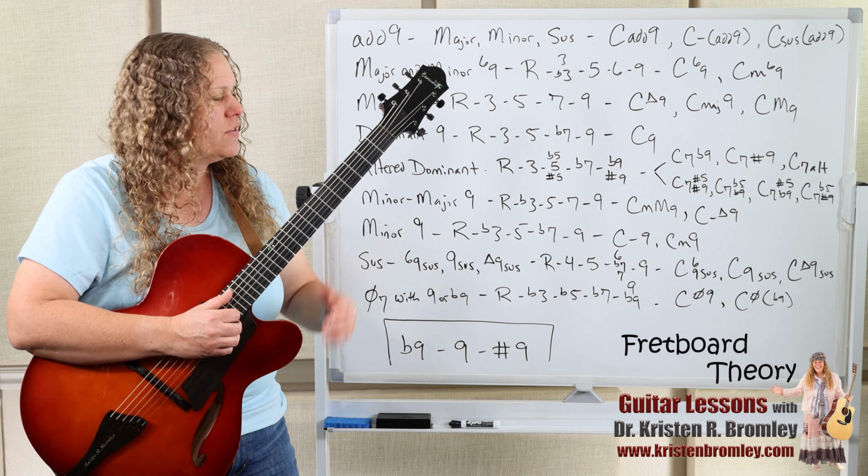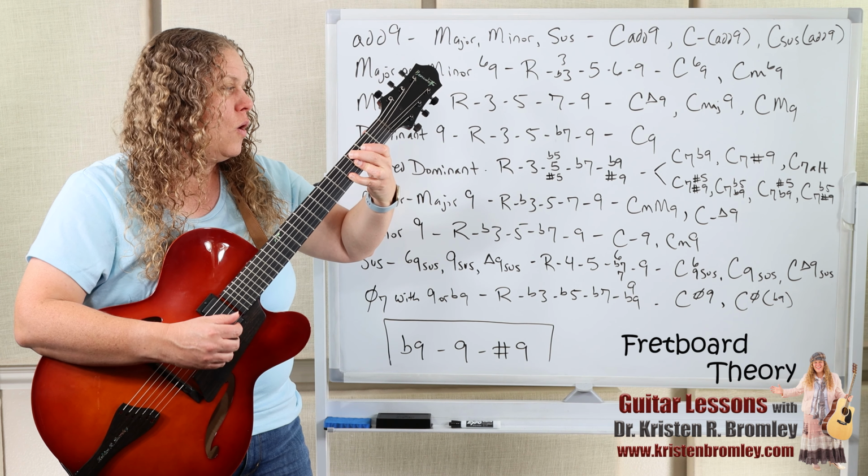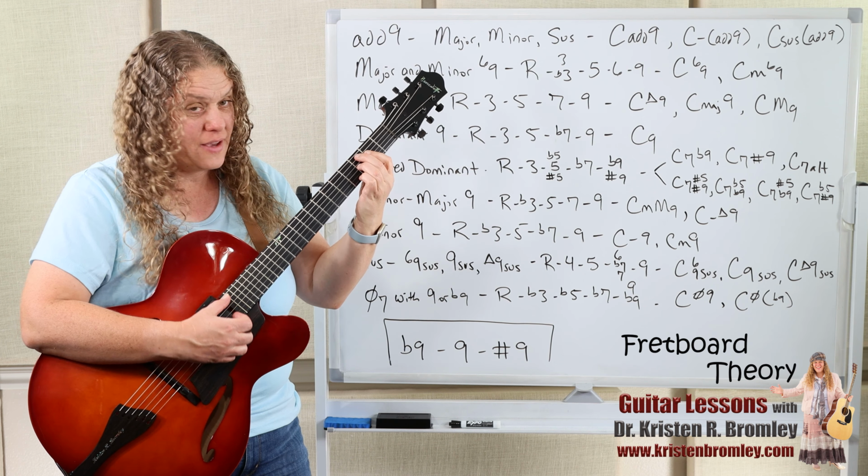Now, the C7 where you have the sharp 9, sharp 5. That's what that sounds like. Or you could have the flat 5 and the flat 9.